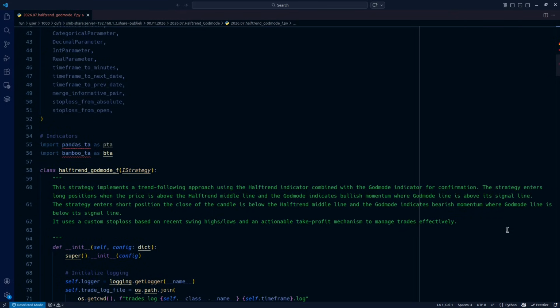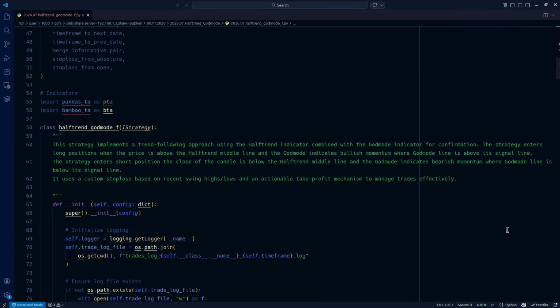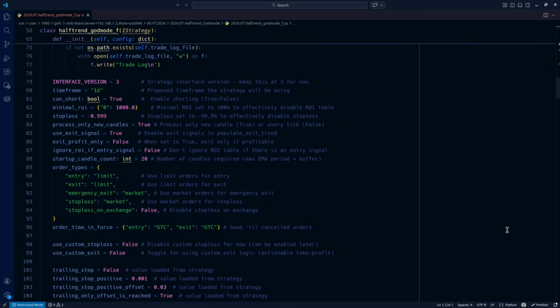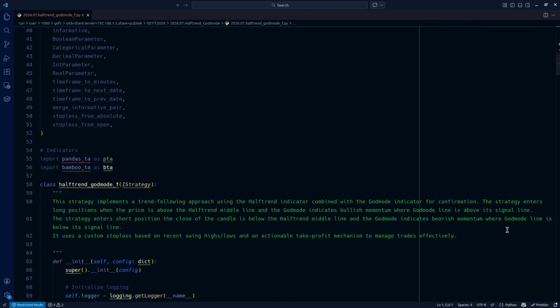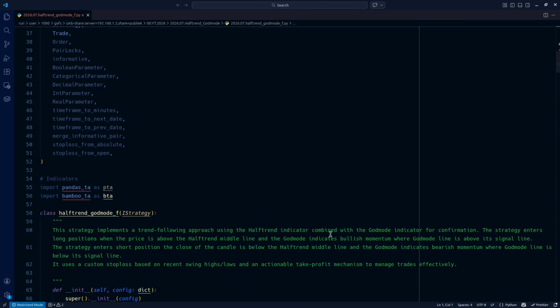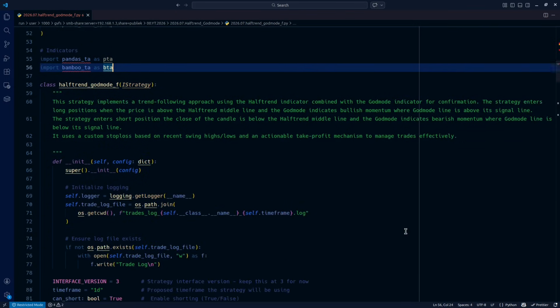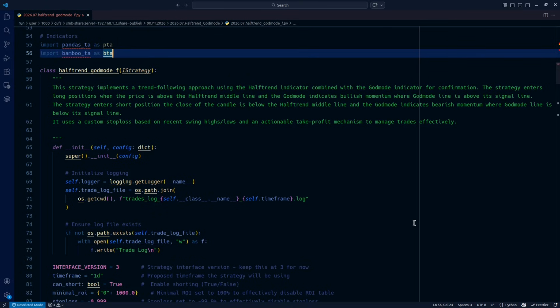Let's quickly go over the code of this algorithm next. You can download all of this code from my Patreon page for your own personal use if you want it. I also added the Halftrend and Godmode indicators into a separate Python module called Bamboo2A. It contains over 200 highly sophisticated indicators based on TradingView indicators and scripts that you cannot find anywhere else in any other module.